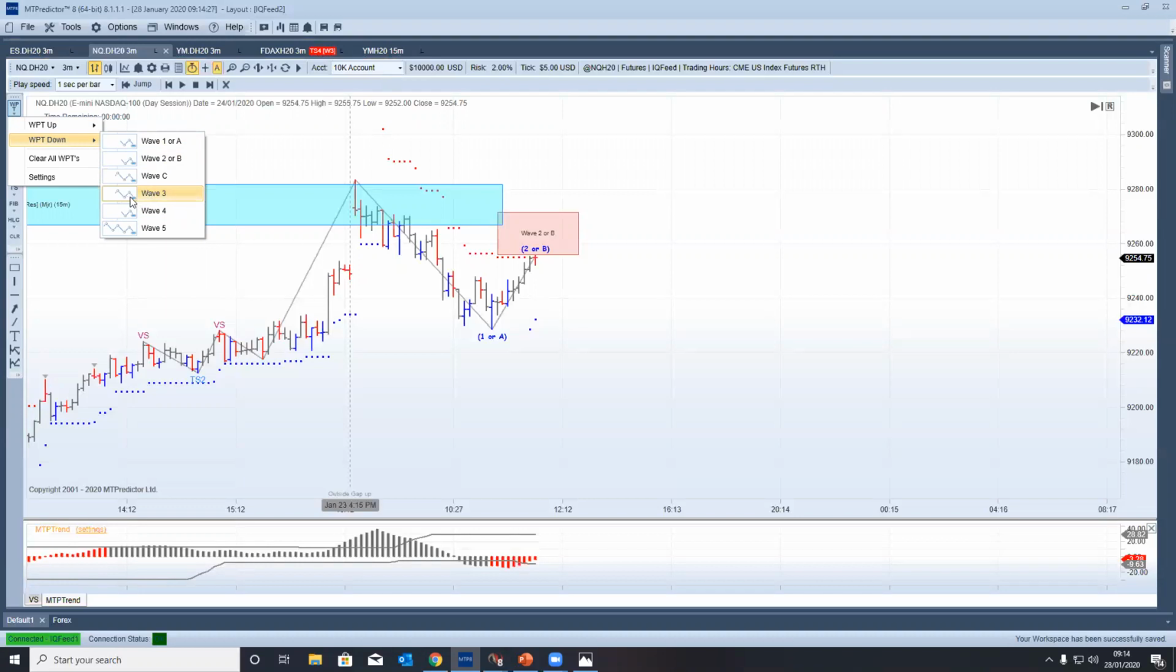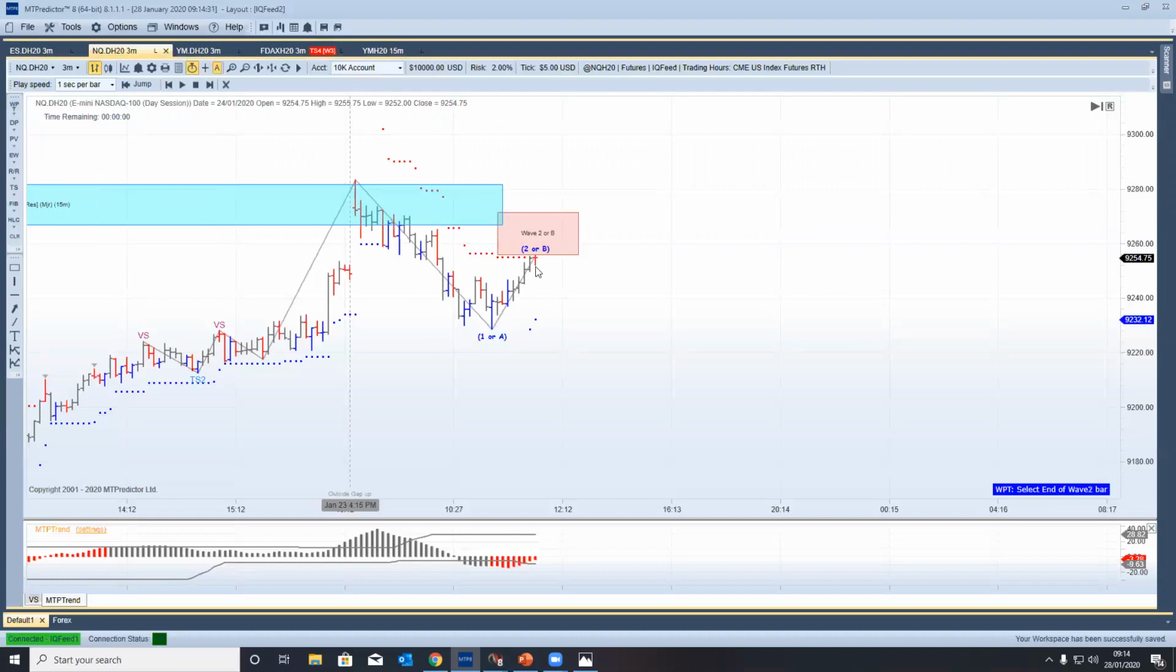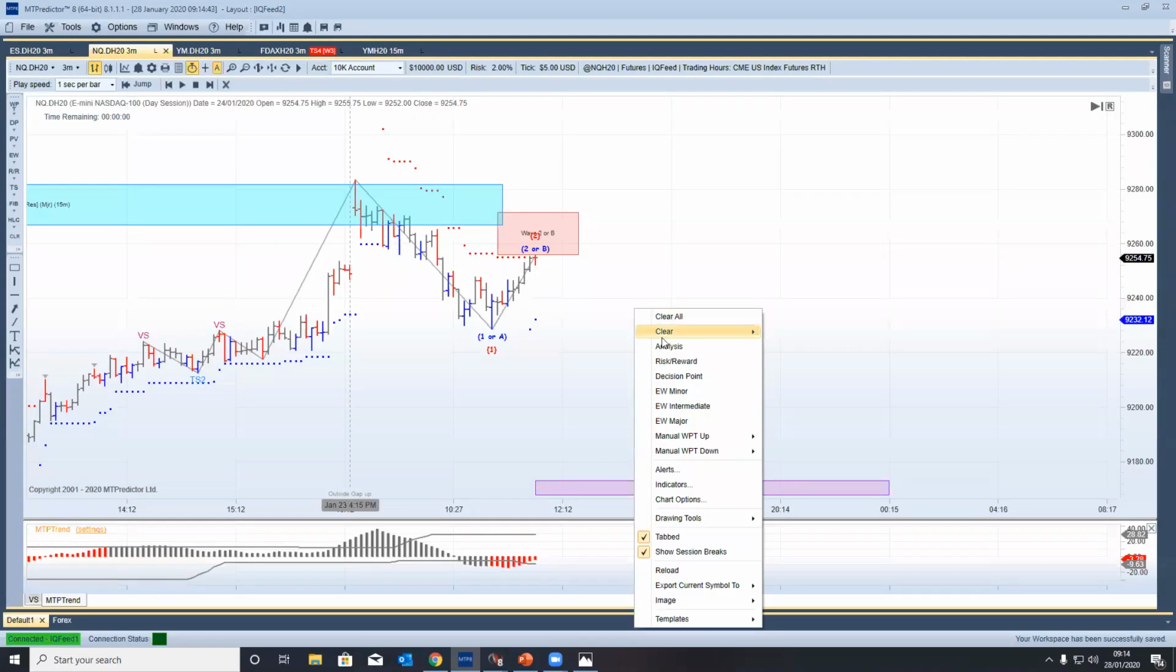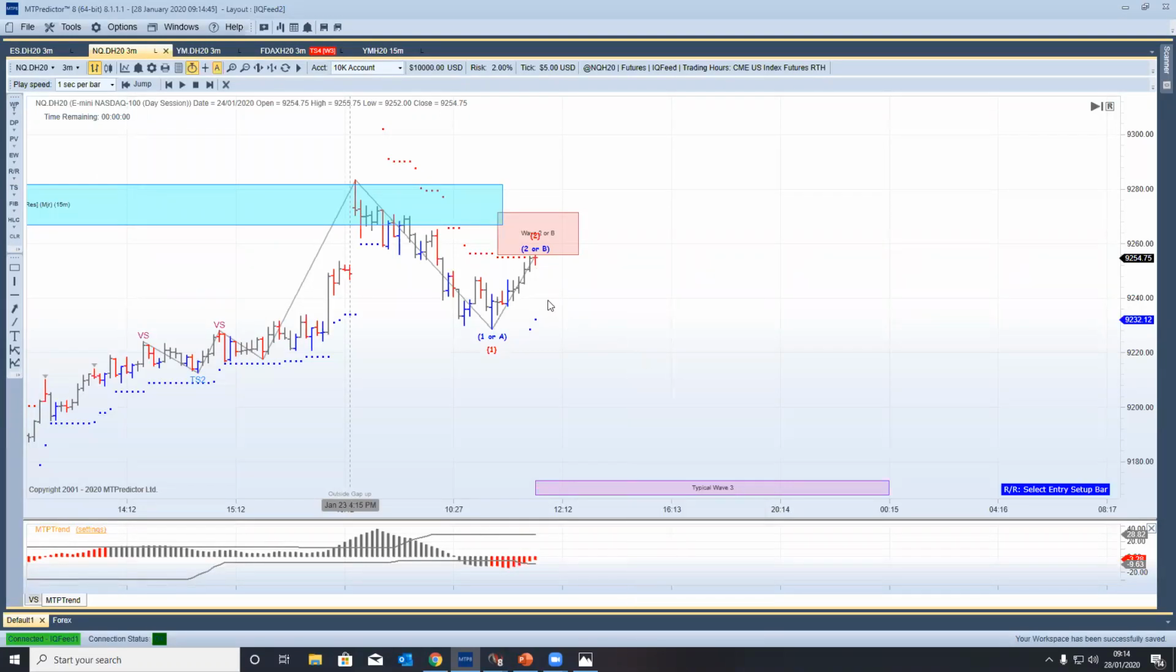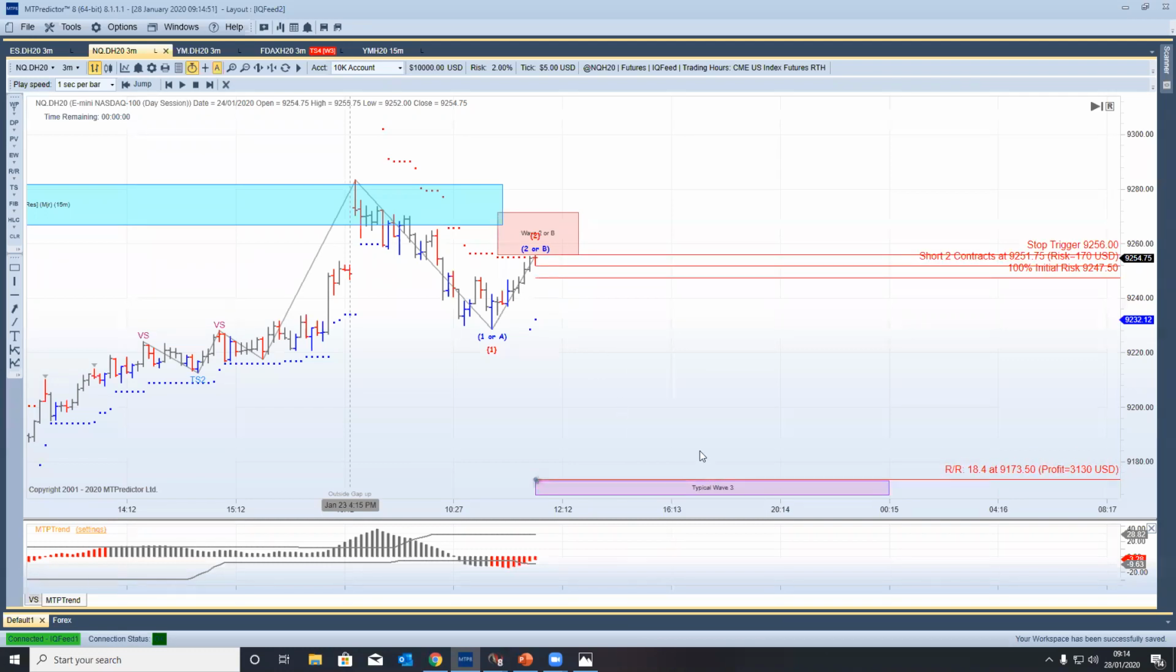So let's do the one for wave 3. Click, click, click. So now can you see there it's projecting in advance where the typical wave 3 WPT might be. If I right mouse click, I can then do the risk reward manually in and around that red cell bar. And you see here now you could have a potential trade. Well, that was a lovely 18-hour trade.